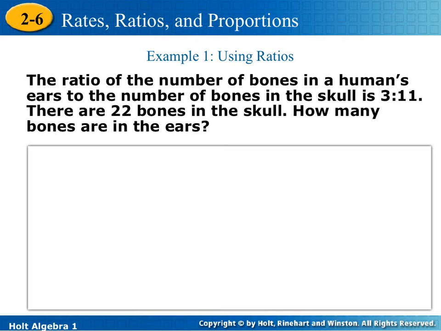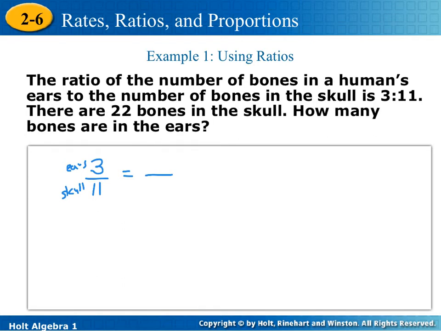So let's see, this says the ratio of the number of bones in the human ear to the number of bones in the skull is 3 to 11. So I'm going to set up a proportion, 3 to 11, and it says there are 22 bones in the skull. How many bones are in the ears? So what I want to do here is make sure that I have the right numbers in the right place. This says the number of bones in the human ear to the bones in the skull. Bones in the ears is up at the top, and bones in the skull is down at the bottom.